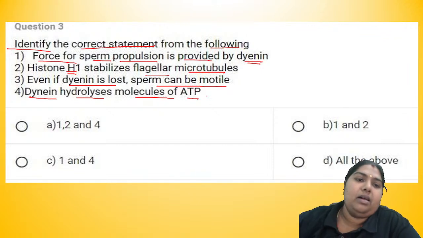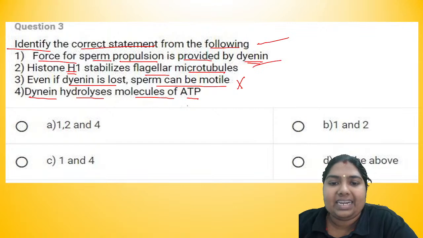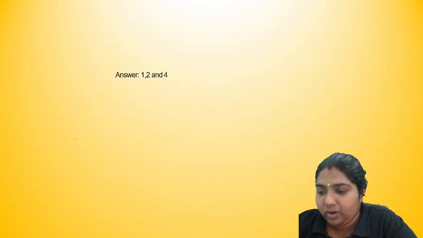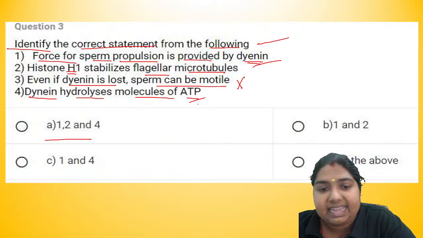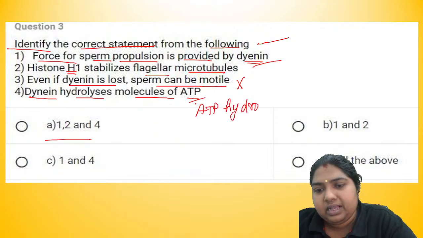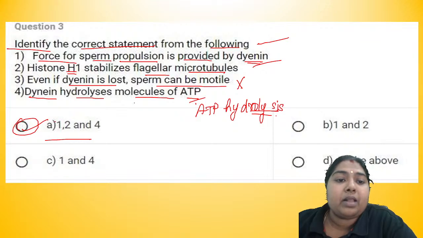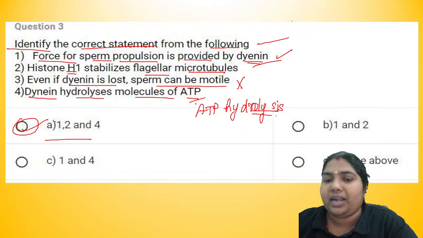Very good. Dynein is very, very important, isn't it? It is going to be 1, 2 and 4, so option A is going to be correct. We all know that dynein is an ATP hydrolyzer, so it is helpful in movement, and ATP hydrolysis will take place. A is the correct answer. And this propulsion is provided by dynein.